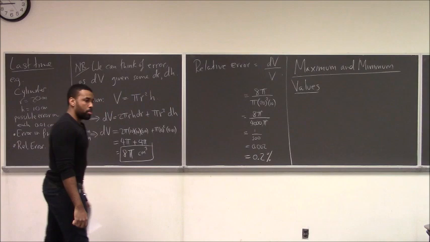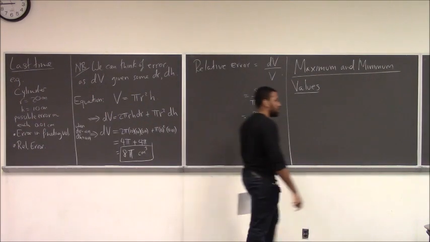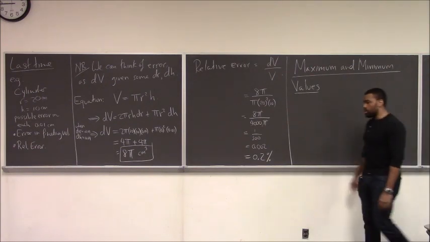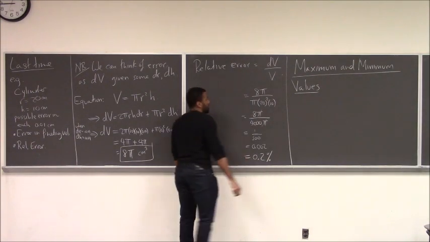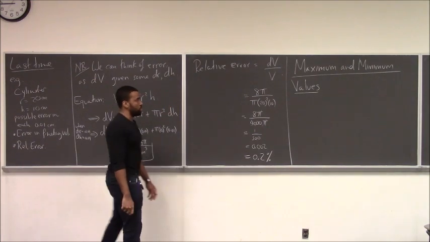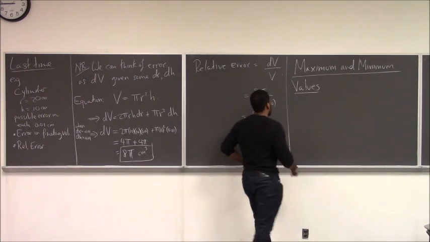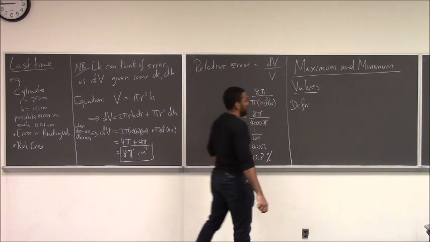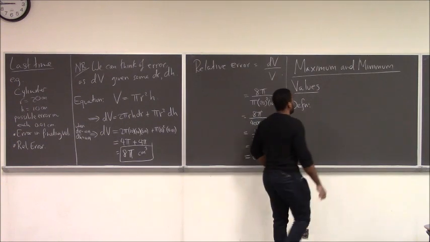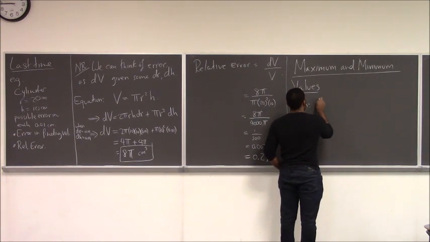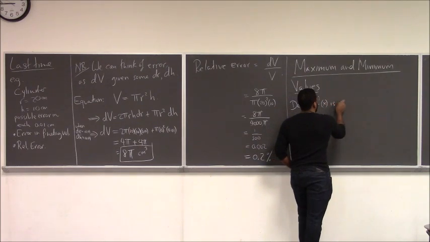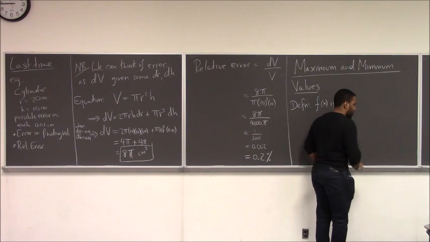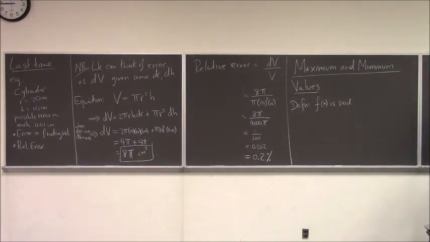That's the new topic. We're going to talk about maximum and minimum values. There are two kinds of maximum and minimum values that I want to talk about. There's the absolute or the global ones, and the local or relative ones. So let's actually talk about that, then we'll talk about how to find them. So, definition. f of x is said... I want to define a domain first.